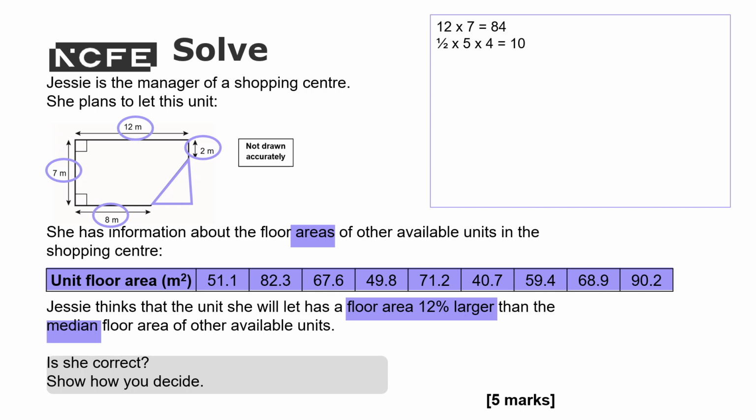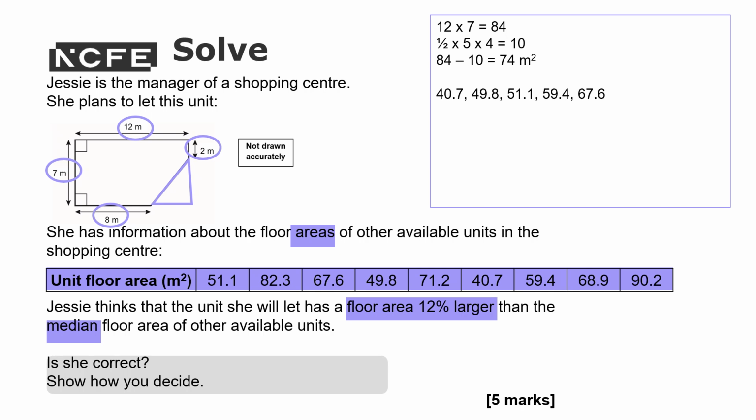Then I'm going to look at that purple triangle. So I know that that will be half base times height. I know that the height of the triangle is 5 meters because that's 7 take away 2. And I know the base is 4 meters because that's 12 take away 8. So it's a half times 5 times 4, which gives me 10. And if I do 84 take away 10, that gives me Jessie's unit area, 74 meters squared.